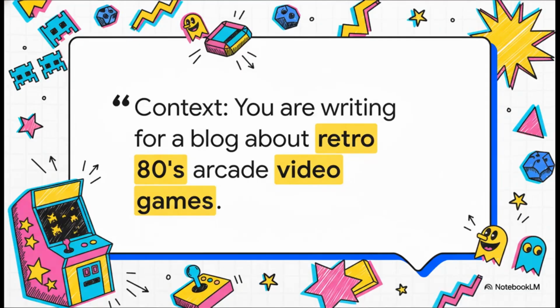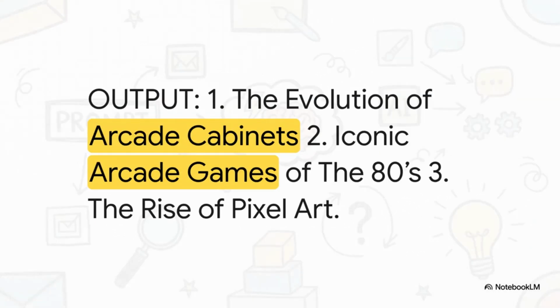So in this example, notice the user doesn't just ask for blog ideas. They provide that critical piece of context. The blog is specifically about retro 80s arcade video games. That one little sentence completely changes the game by narrowing the AI's focus. And as a result, the suggestions are absolutely perfect. These aren't generic ideas about gaming. They are specific, thoughtful topics that are a perfect fit for that niche blog. See? That's the power of providing clear context.